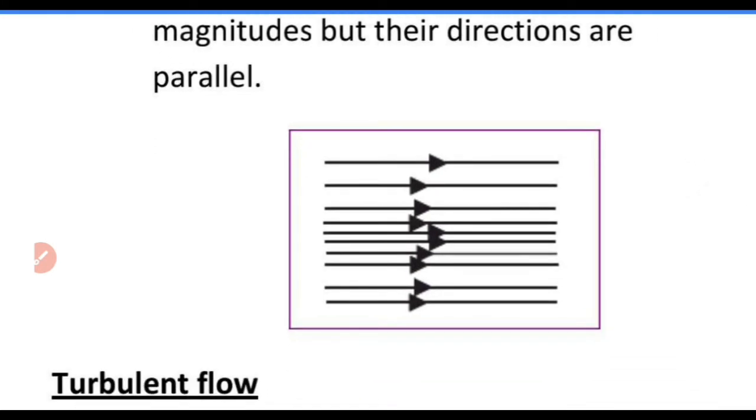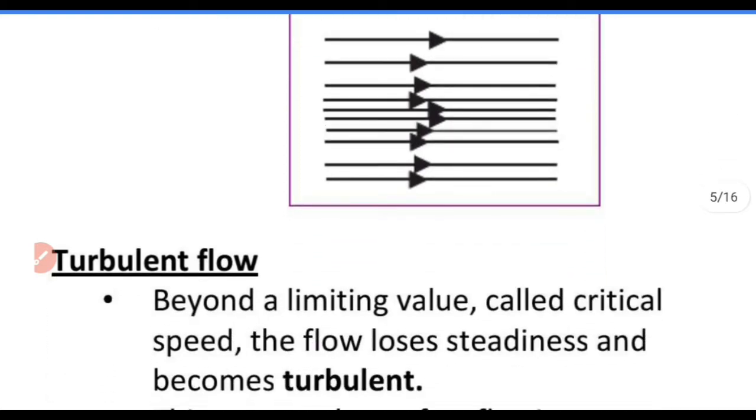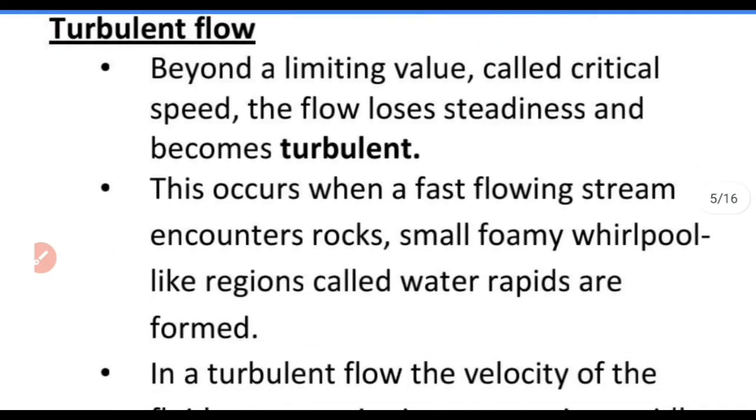Now, the opposite type, that means another type of flow, is turbulent flow. Turbulent flow occurs when the speed of flow of the fluid crosses a limiting value called critical speed. So high speed liquid flows are almost turbulent flow. The simplest example we can take is the case of waterfalls. How the water is falling at waterfalls, the way it falls, it's not a steady flow. That flow we can call turbulent flow.